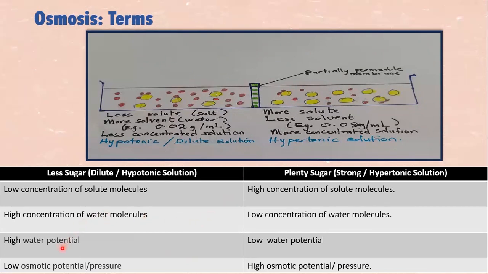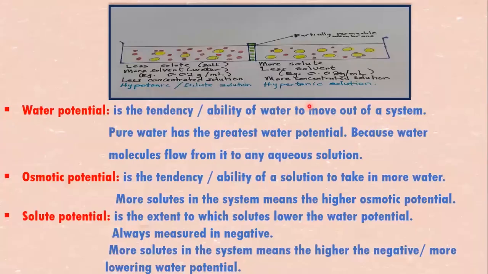Then we come to osmotic potential. Osmotic potential is the tendency of a solution to take in more water because it has more solutes. So you see this has plenty of solutes. It will have a high osmotic potential or pressure because it has more tendency of absorbing water molecules. We'll define these terms better.